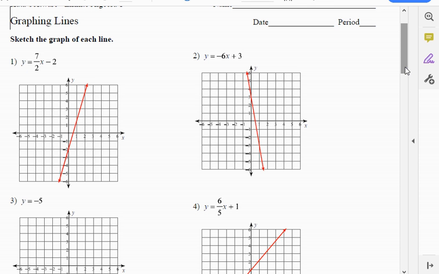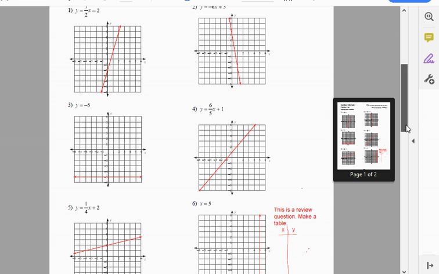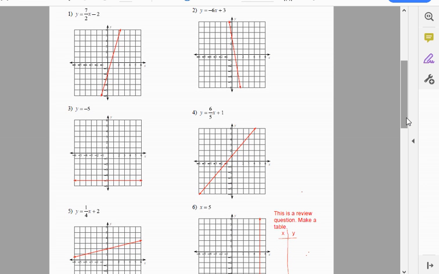If you flip the page, you'll see that the worksheet for this says at the top 3.5 graph in y equals mx plus b, or x equals a number. That's a review question. So question number 6 is a review. You'll have to graph that one by just making a table. So the answers for this are right here. I will leave this video paused so that you can have the answers as you work and check them.